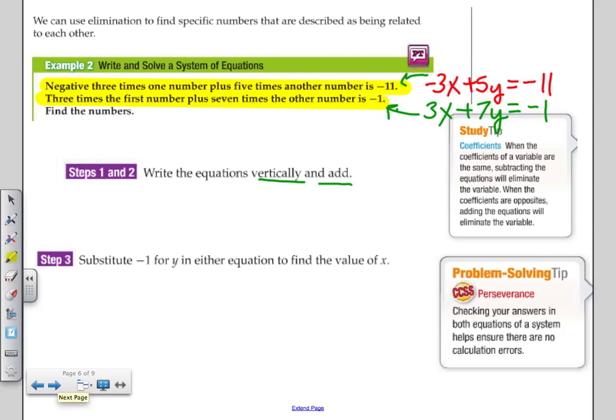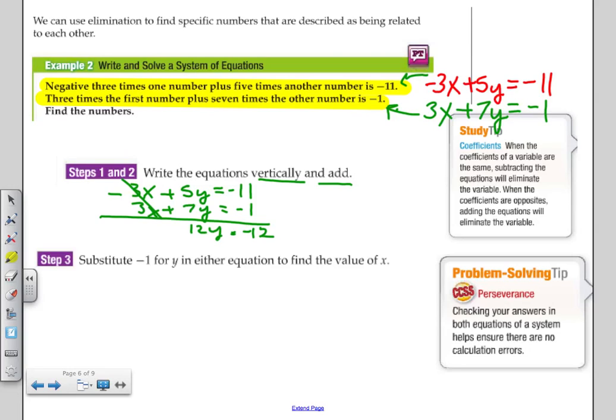So the coefficients that are opposite are already on top of each other, right? So we have -3x plus 5y equals -11, and right underneath we have 3x plus 7y equals -1. So those two will cancel out, and we have 12y equals -12. Divide both sides by 12, and we get y equals -1. So now we're going to substitute -1 in for y in one of the equations. It doesn't matter which one, but here we'll just take the first one.